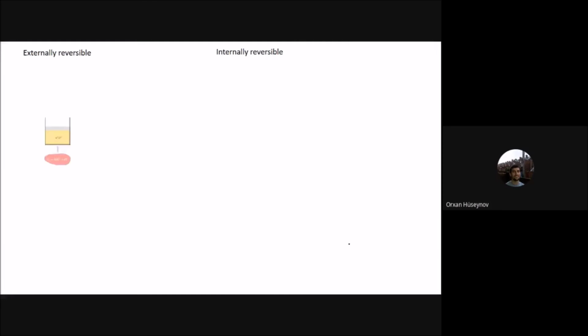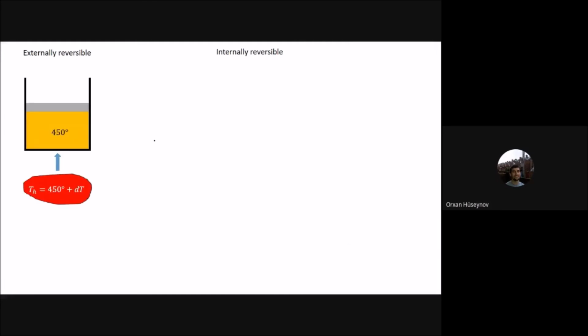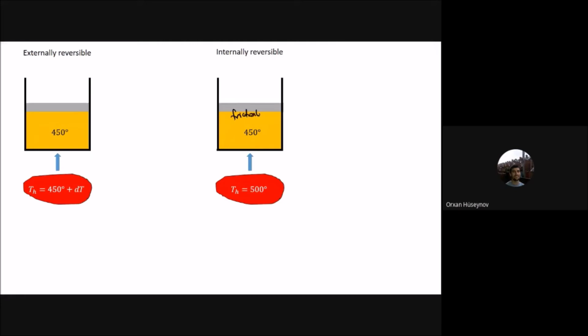Okay, but we have two types of reversible processes. One is externally reversible. It doesn't leave a sign on the environment. For example, here you have a small temperature difference. And the other is the internally reversible process. In that case, the process itself is frictionless, for example, and there is no loss due to the work done. This one is an internally reversible process.